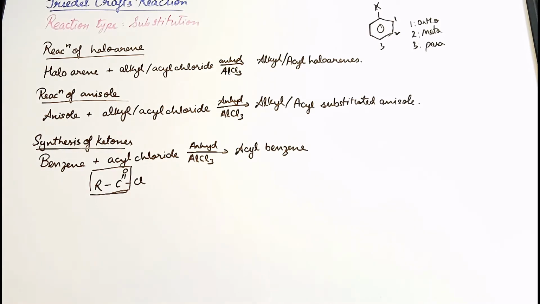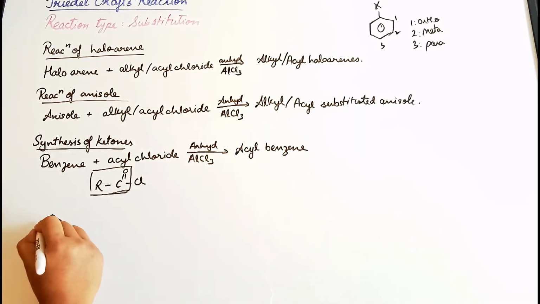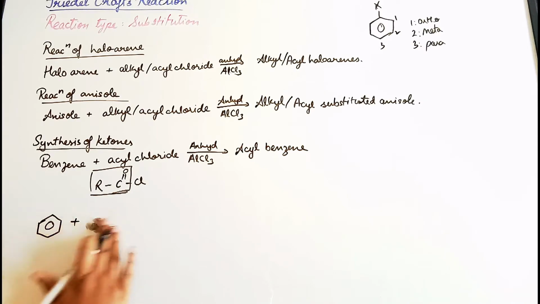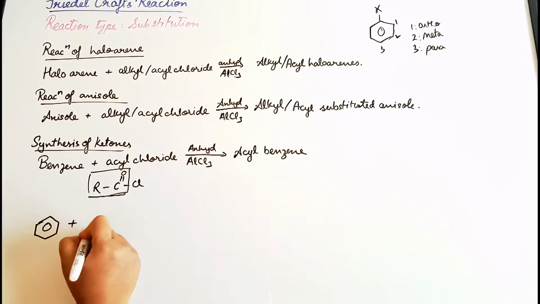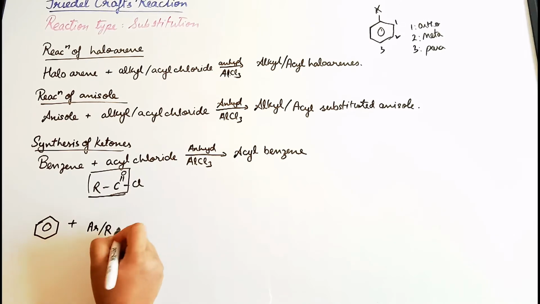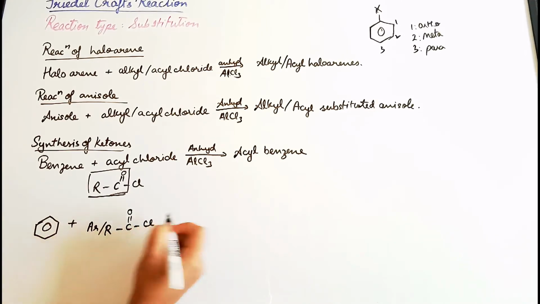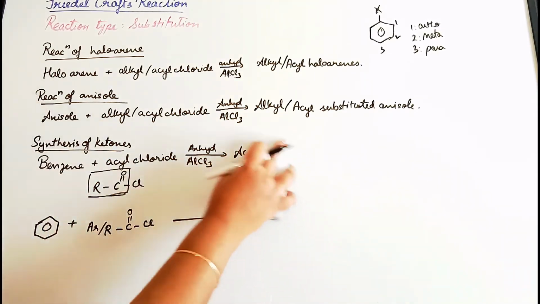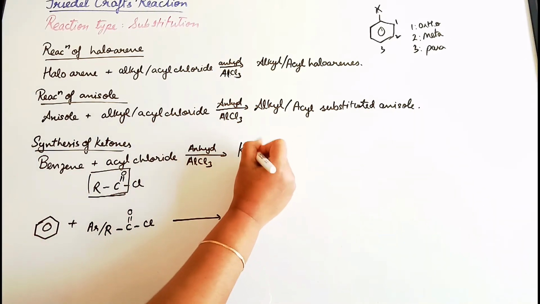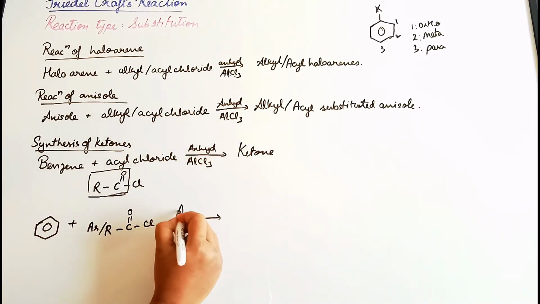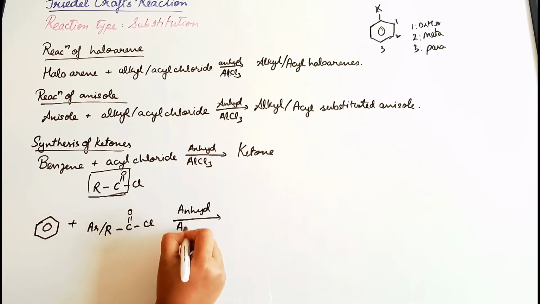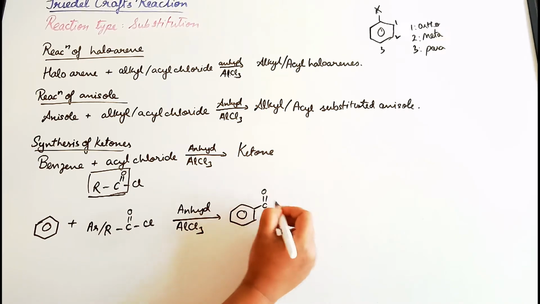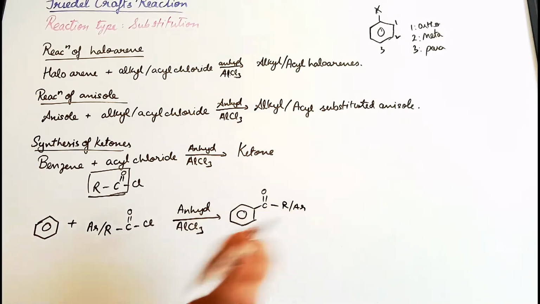So let's look at the reaction. Benzene reacts with acyl chloride. Instead of actually writing CH3, it can be anything, right? So it could be an aryl, or RCOCl. I'm sorry, this shouldn't have been acyl benzene, that should have been ketone. Okay, so it reacts with anhydrous AlCl3 to give us CO. It could be an R group or an aromatic group.